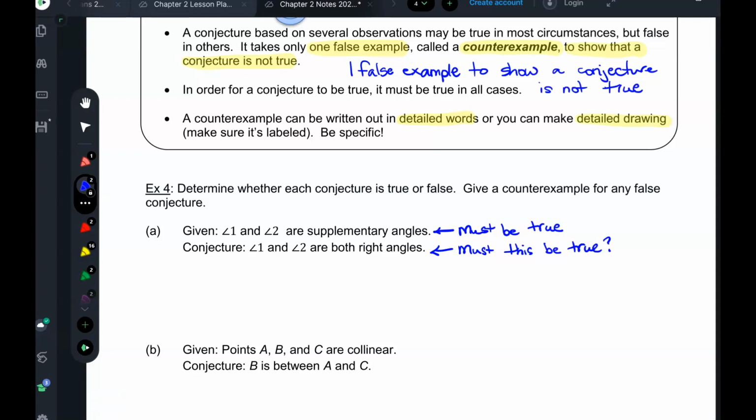So angles 1 and 2 are supplementary angles. Okay, so I need to have two angles that are supplementary. The conjecture is angle 1 and angle 2 are both right angles. Does that have to be true? Well, no, but it could be. Could this be true? Yeah. Does it have to be true? No. Okay, so since this does not have to be true... what does supplementary mean? You have two angles that add up to what? 180.